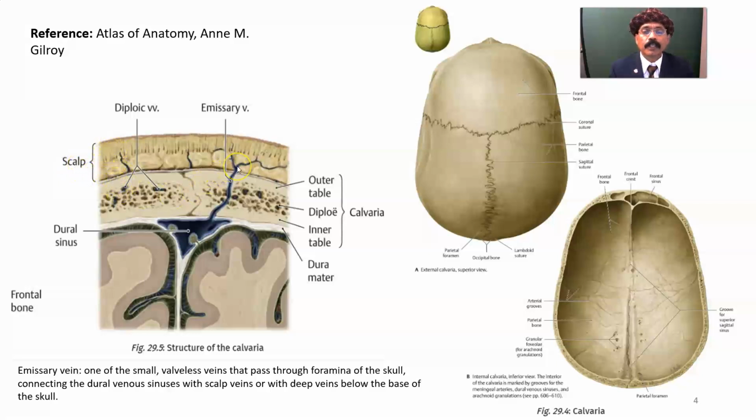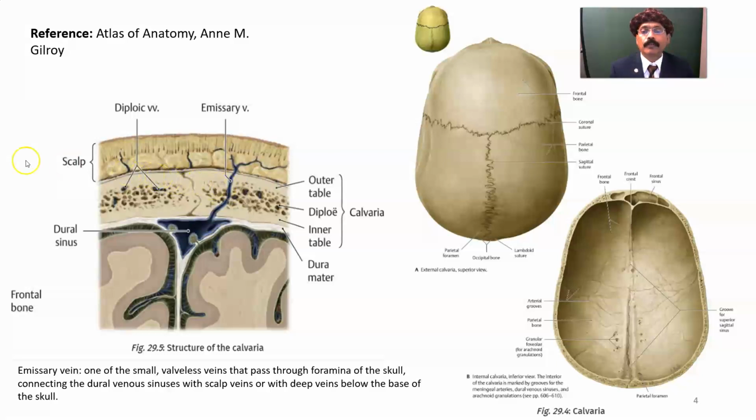We have some veins that connect the skull veins with the dural venous sinus. This is the superior sagittal sinus, and it is connected to the skull veins by means of emissary veins. Emissary veins have no valves, so spread of infection from outside to inside is possible, because these are valveless. Blood can flow in both directions. The purpose of the emissary vein is to equalize pressure.